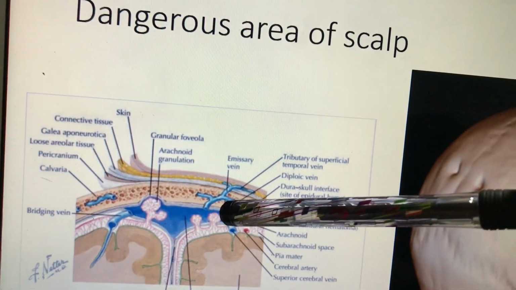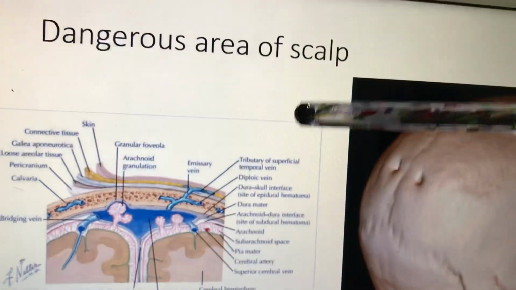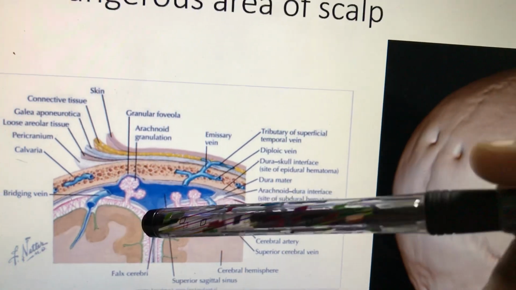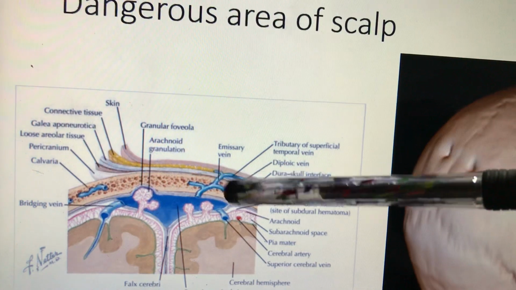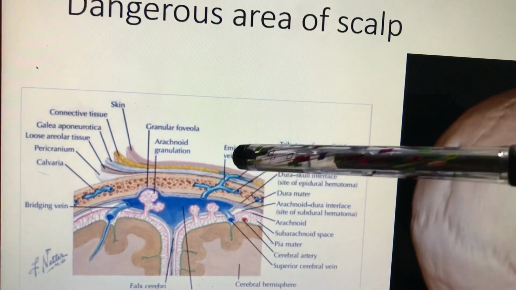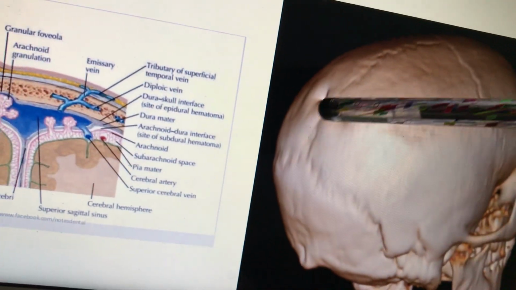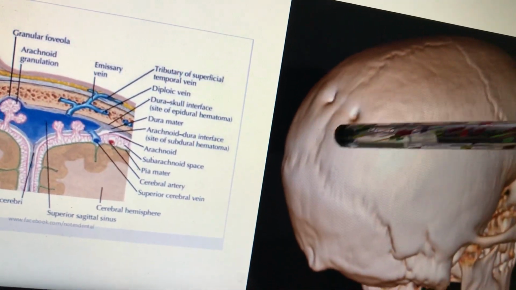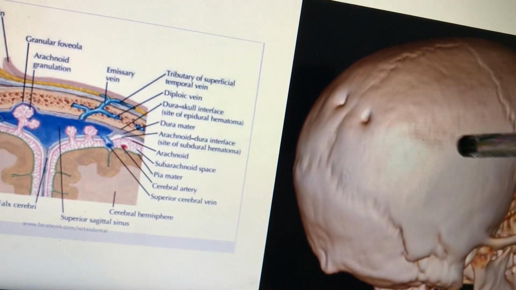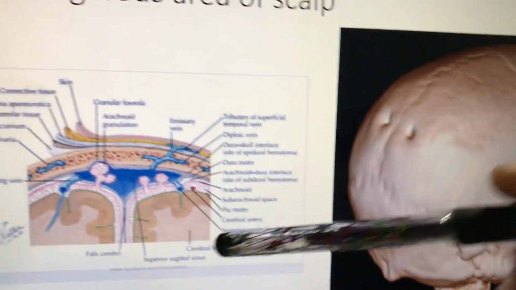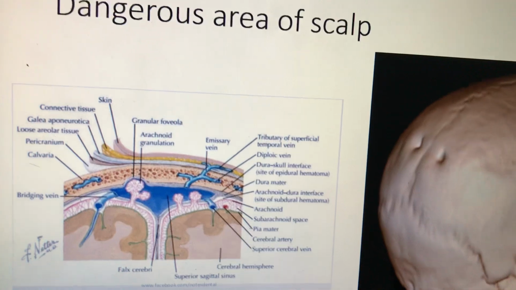That's why this region of the scalp, the loose areolar tissue, is called the dangerous area of the scalp. So the loose areolar tissue has the venous channels. These venous channels via the emissary vein are connected to the venous channel present inside the dural folds. That is your superior sagittal sinus here, and from the superior sagittal sinus it is going towards the cavernous sinus. This is the communication. That's why this area is called the dangerous area of the scalp.